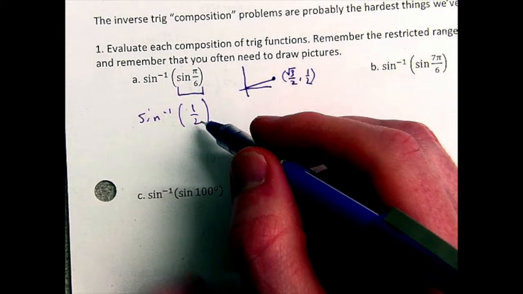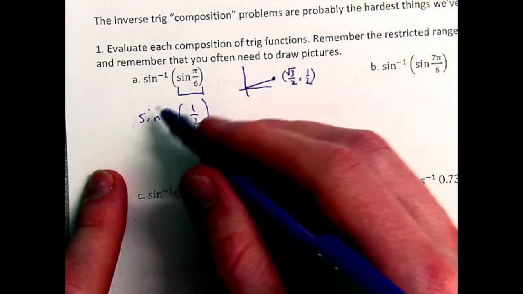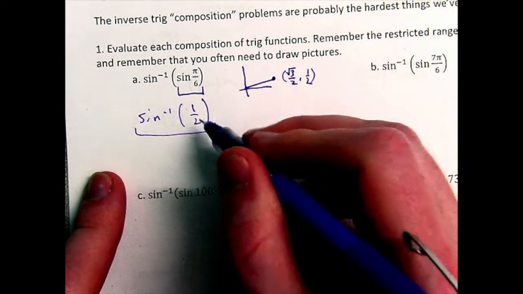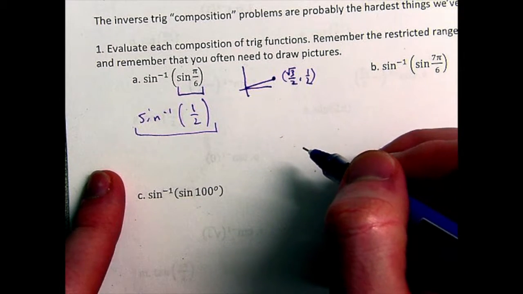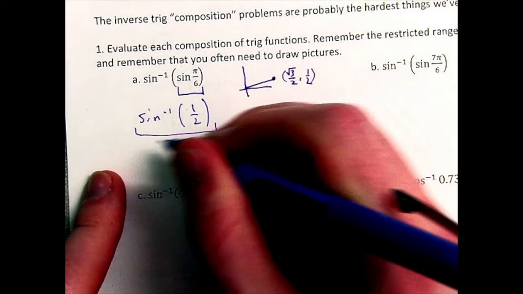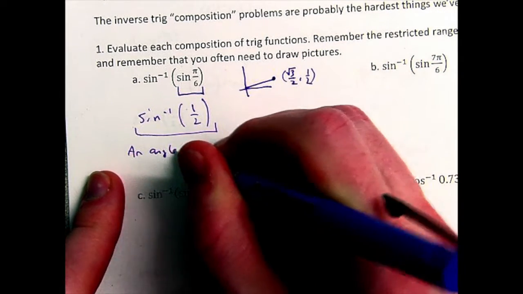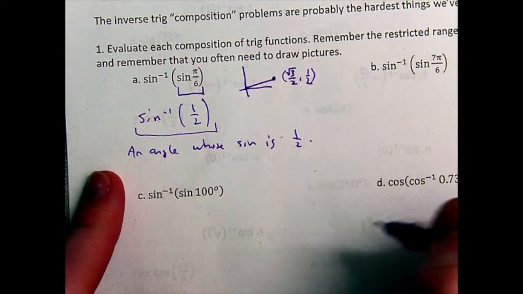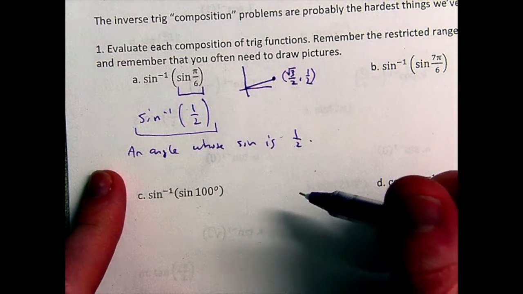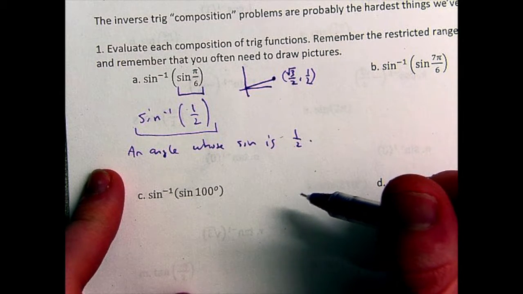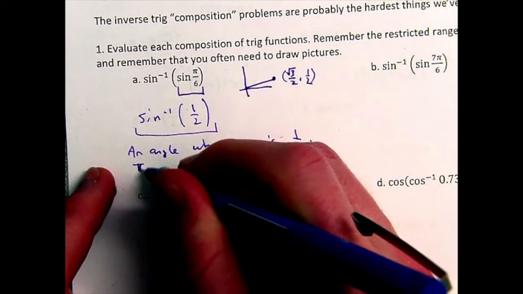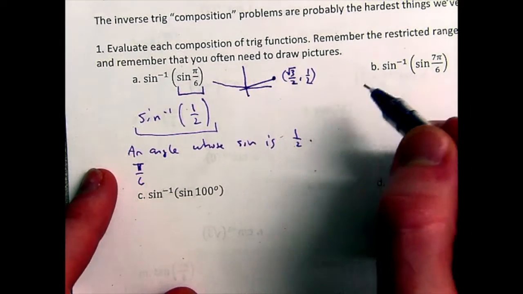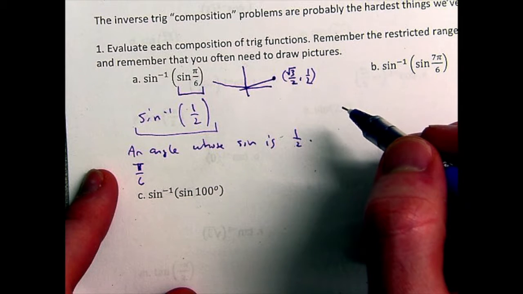Now, okay, what do I have to do? Now I have to evaluate inverse sine of 1/2. Well, what is this? This is an inverse trig function, and of course what an inverse trig function produces is an angle, right? This is an angle whose sine is 1/2. There are lots of such angles, and pi over 6 is certainly one of them, but it's not the only one. There's another angle over here which also has a y-coordinate of 1/2.